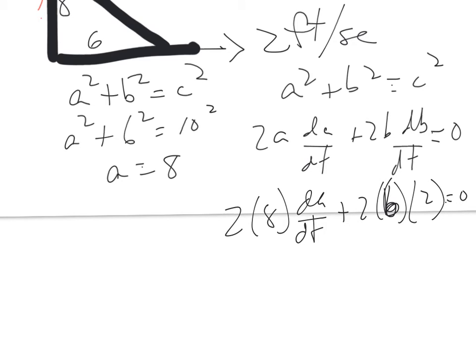So, 2 times 2 times 6 is 24, divided by 2 is 12, divided by 8. So we have dA/dt is equal to negative 12 divided by 8. And again, we can reduce that as well to get negative 3 over 2. Okay, and that will be feet per second as well.